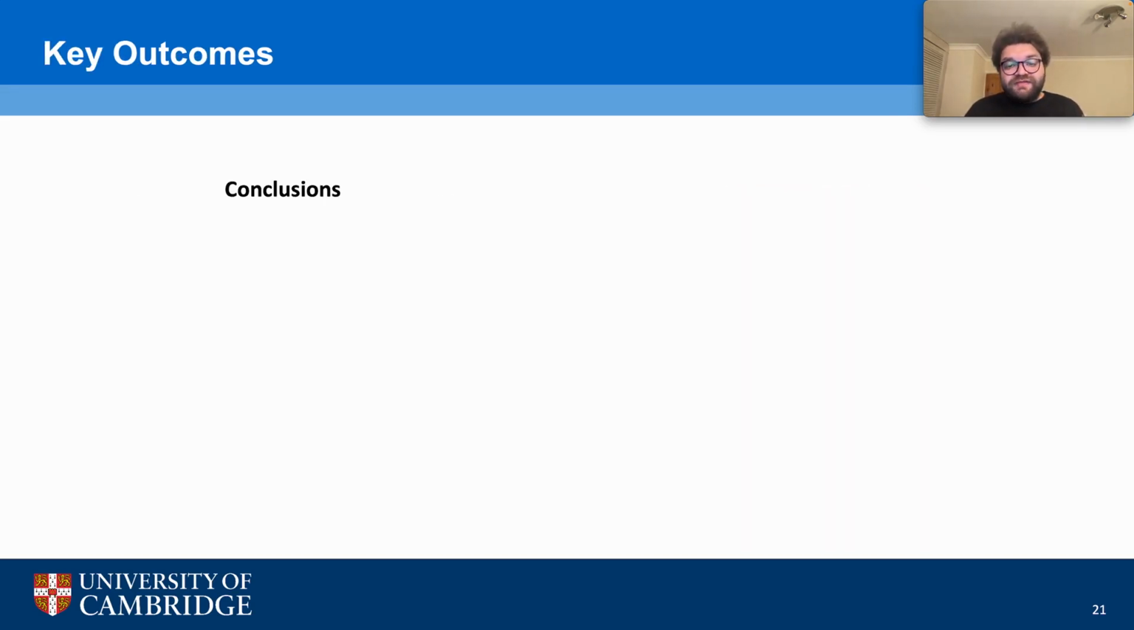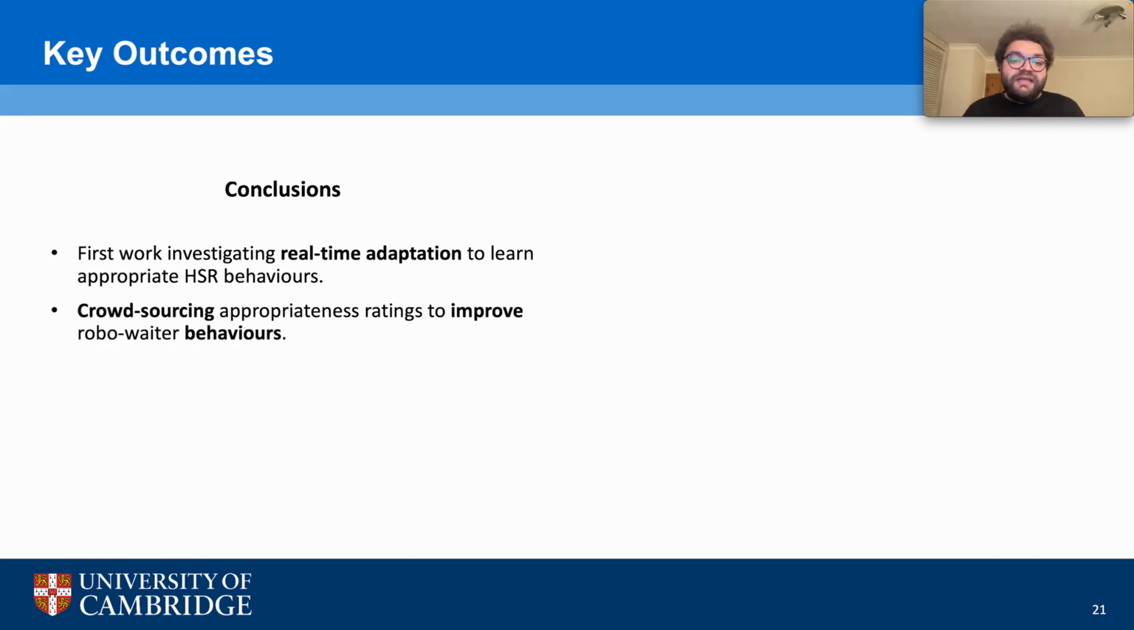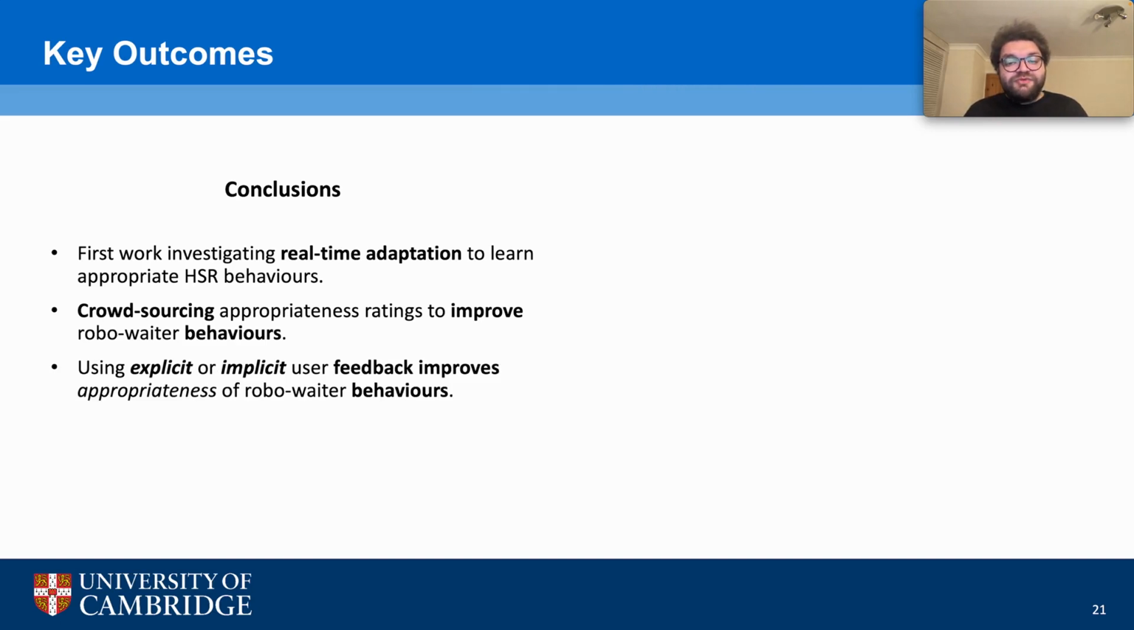To conclude, we present the first work investigating real-time adaptation strategies for robo-waiters to learn socially appropriate behaviors. We show that using crowdsourced annotations can provide a generalized understanding of what is considered appropriate. This understanding can be improved individually when interacting with individual users by factoring in explicit or implicit feedback. While explicit feedback seems to be better as it improves enjoyment, sociability, and adaptability for robot waiters.